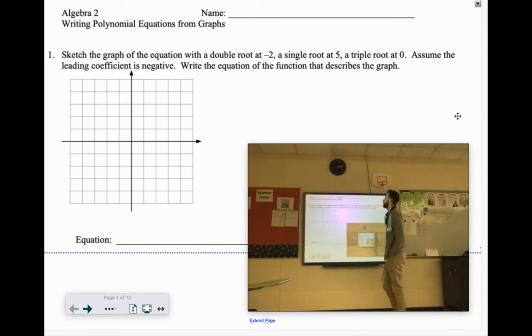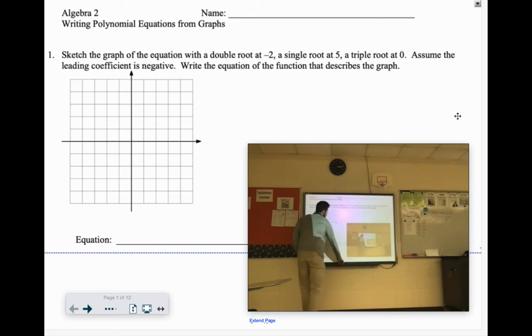Sketch the graph of the equation with a double root at -2, a single root at 5, a triple root at 0. Assume the leading coefficient is negative. All right, so these are our intercepts: -2, a single root at 5, and a triple root at 0.